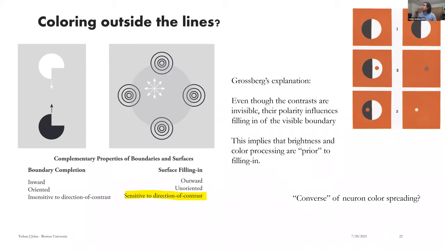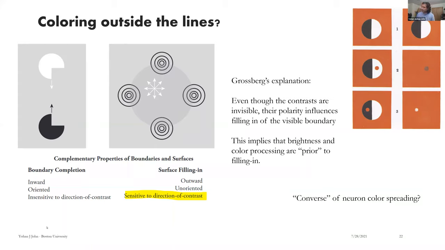So Grossberg's explanation is that even though the contrasts are invisible, their polarity influences filling in of the boundary. So the fact that they are different from each other is being processed somewhere in the visual field, even though whatever that processing is, it is not conscious. Yarbus himself, although I haven't finished reading the book, often seems to assume that all of the processing is happening in the retina itself. Steve obviously does not think that is what's happening; he thinks that much more of the visual system is involved.